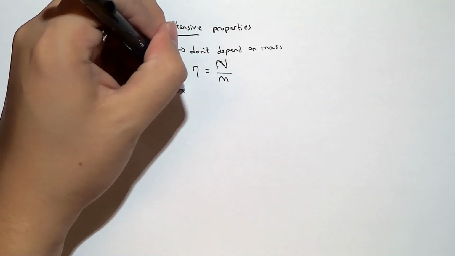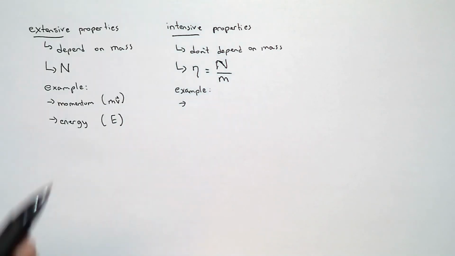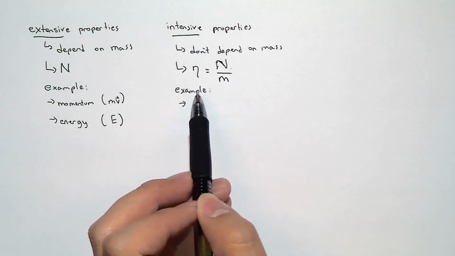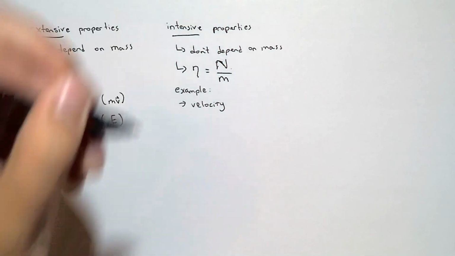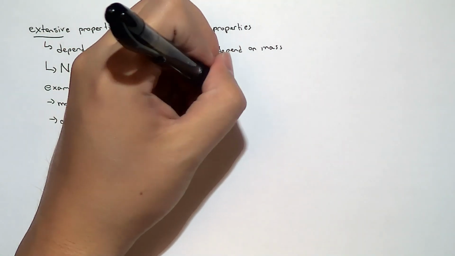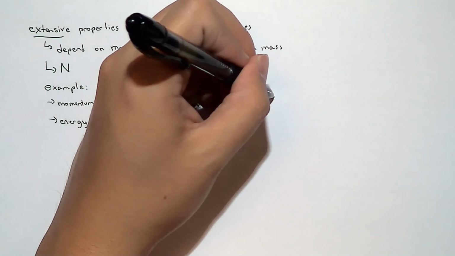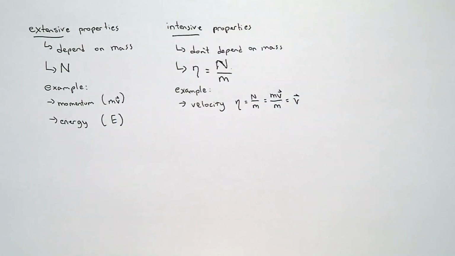So let's look at some examples of intensive property. If momentum is an extensive property, what do you think is the corresponding intensive property? Velocity, right? Because intensive properties are simply extensive properties divided by mass. So the intensive property of momentum is velocity. If you're confused, think of it this way: eta is equal to N over mass, and in this case my extensive property is momentum, which is m times v, over mass. And this just gives me velocity.